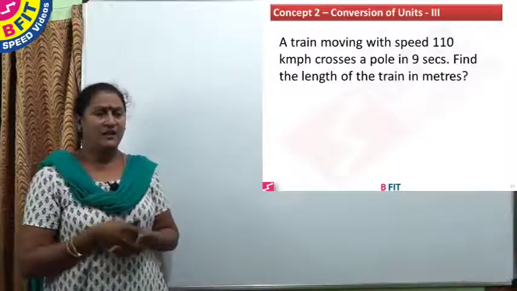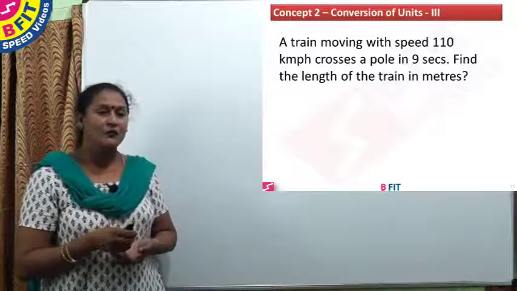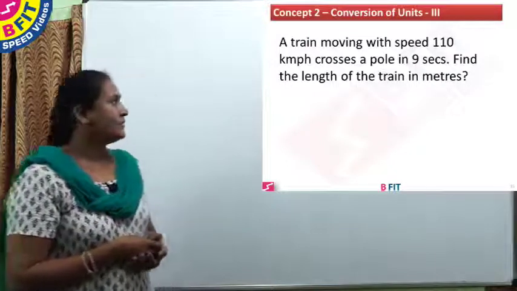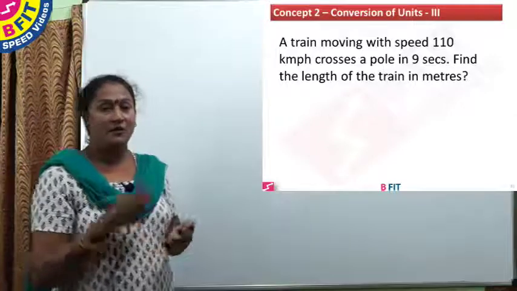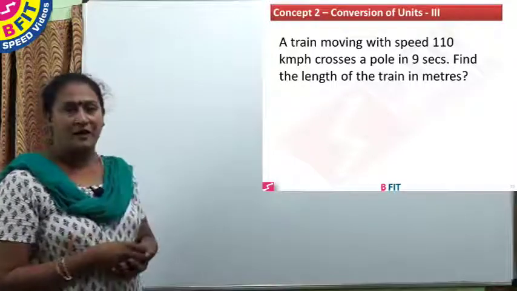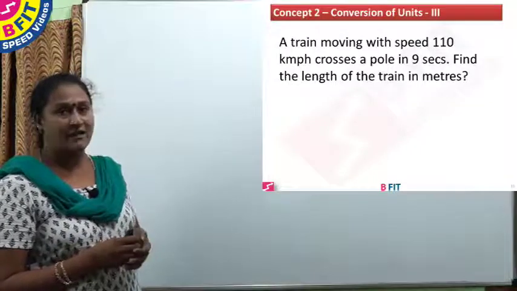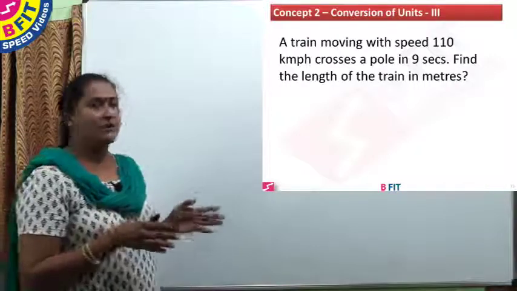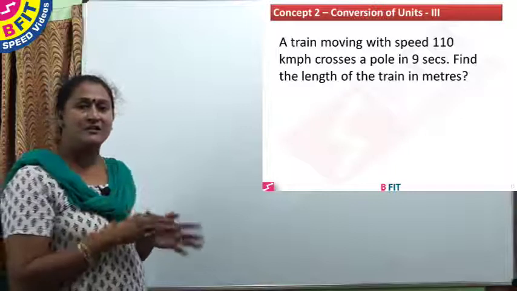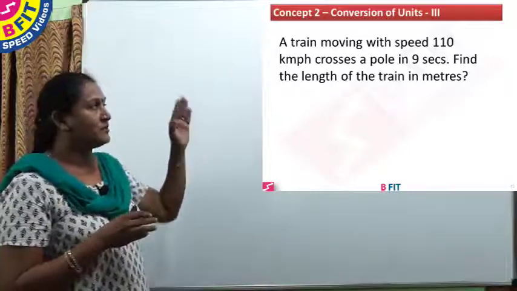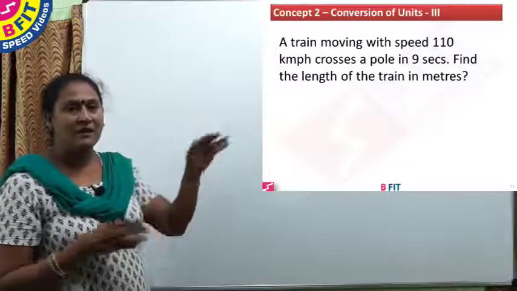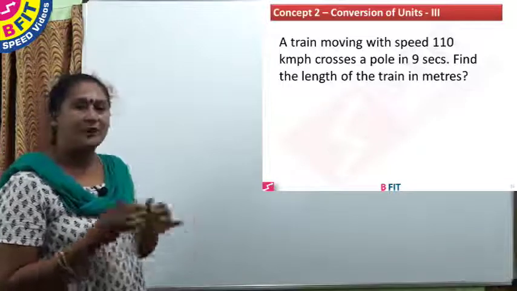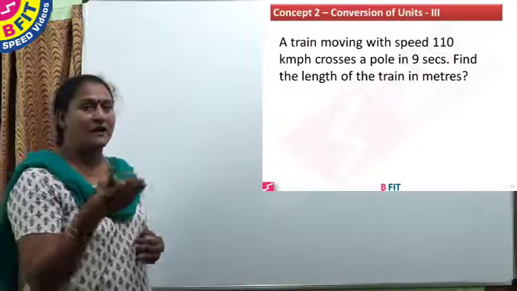A train moving with speed 110 km per hour crosses a pole in 9 seconds. Find the length of the train in meters. So here the speed of the train is 110 km per hour. Speed is given in kilometers per hour and time taken is in seconds, 9 seconds. You are asked to find the length of the train. When a train is crossing a pole, the length of the train will be equal to the distance covered, where distance is speed into time. So you can't just multiply the speed given in kilometers per hour and time in 9 seconds. You have to convert the speed, which is in kilometers per hour, to meters per second. Only then you multiply it with the time.